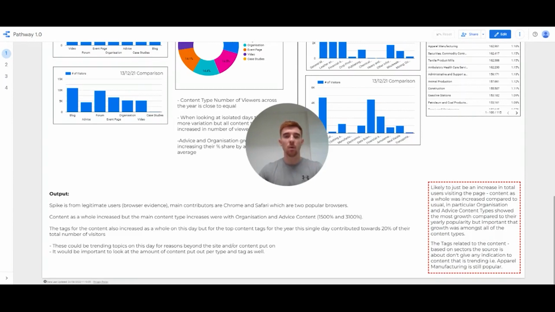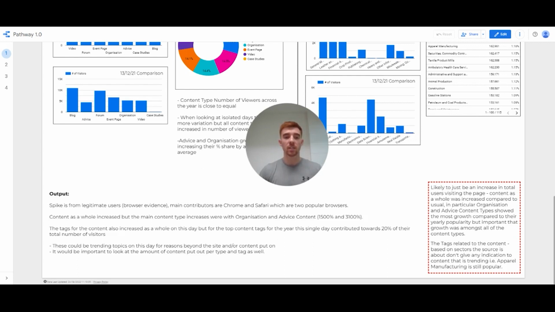Finally, we have to think about what the output for this task would be. To me, it sounds like a one-off request, so you'd only be expected to give perhaps a few line responses with your evidence providing for it. So I've written an example one here. I've said the spike is from legitimate users with provided browser evidence, and the main contributors are Chrome and Safari, which are two popular browsers.